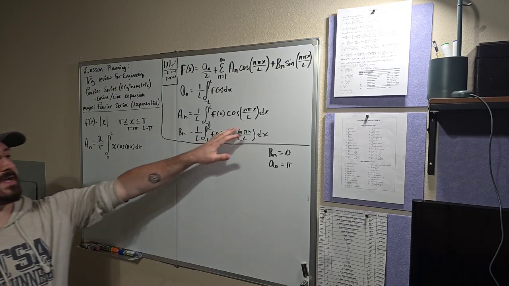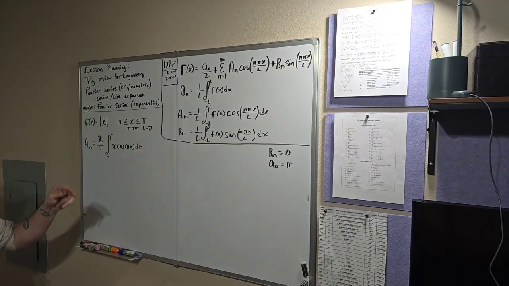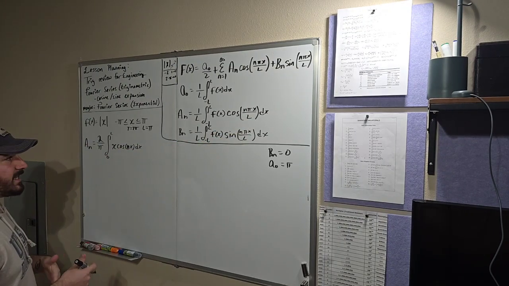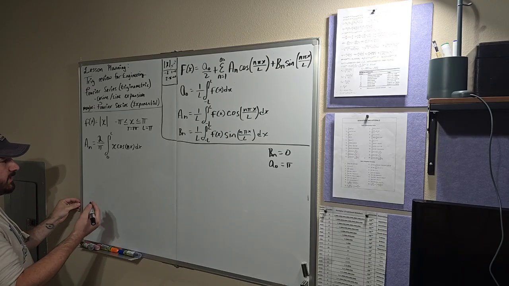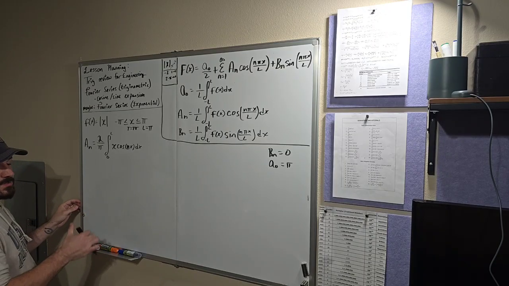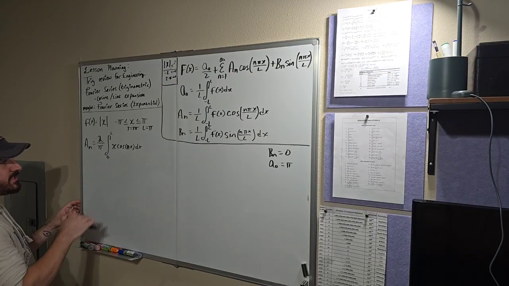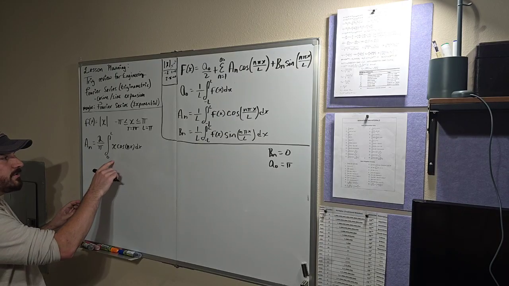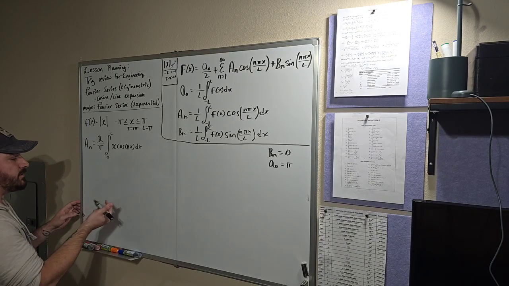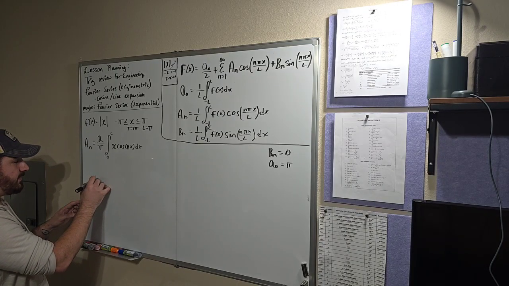Now recall it's n pi x over L, but I already know my L is pi, so the pi's are going to cancel. That's not always the case. It just worked out nicely for these examples. They were designed that way by the professors, and we really thank them for that. So this one, unfortunately, is an integration by parts. You can't do this one directly, so you're going to have to do the integration by parts formula. You can use your uv minus integral of v du, or you can just use your tabular method like we did last Sunday night.